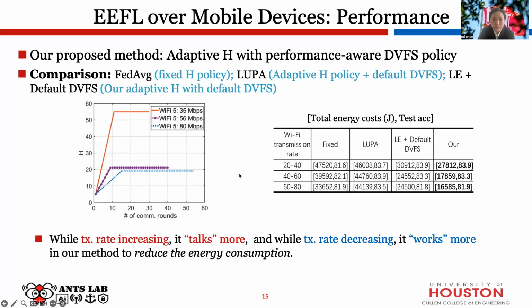Next, we further examine the impact of the transmission rate. And we find that our proposed method chooses to slowly increase the H value when the transmission rate is very high. On the other hand, we prefer to quickly increase the H value when the transmission rate is small, to avoid large energy consumption.